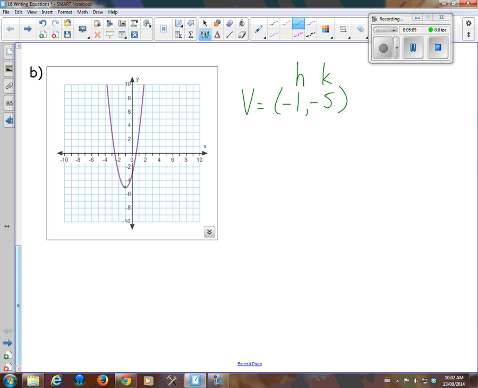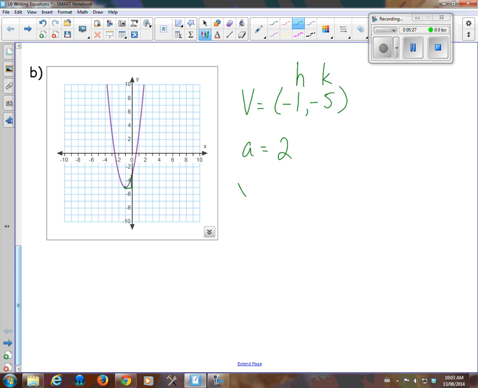Now I want to find my a value. So I start at my vertex and I go over 1 and I go up until I meet my parabola. In this case, when I look at my scale, I have gone up 2. So that makes my a positive because I've gone up, and its number value will be 2 because it's 2 on the scale that I've gone up.